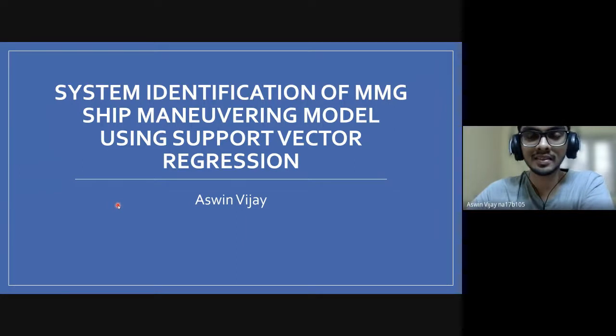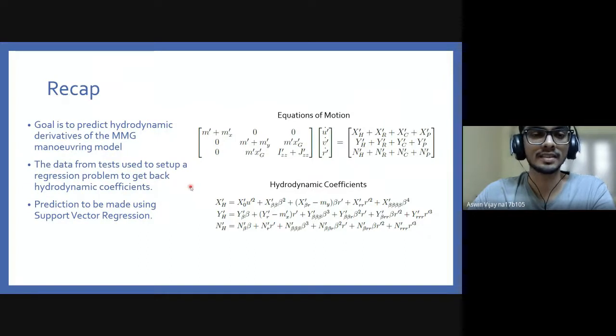Hello, everyone. Today I'll be explaining some of the progress I have made on my research on system identification of the MMG maneuvering model using support vector regression. I'll be adding on to my previous presentation. I'll first present a recap of my previous work, then I will present some of the progress made. So we'll start with the recap.